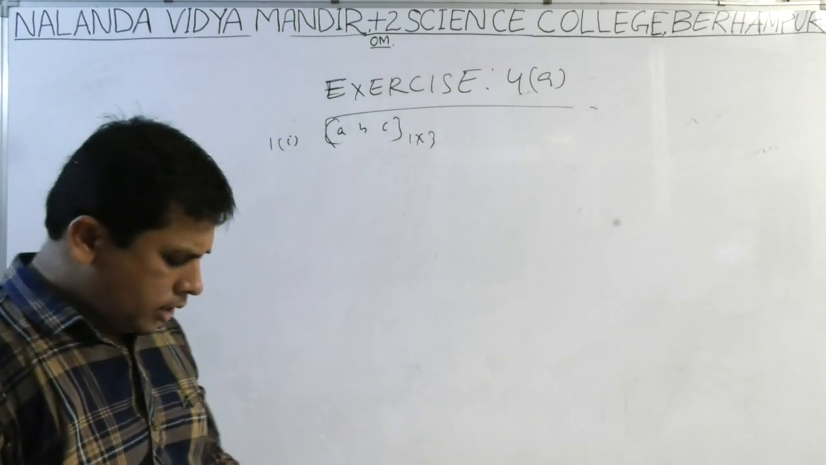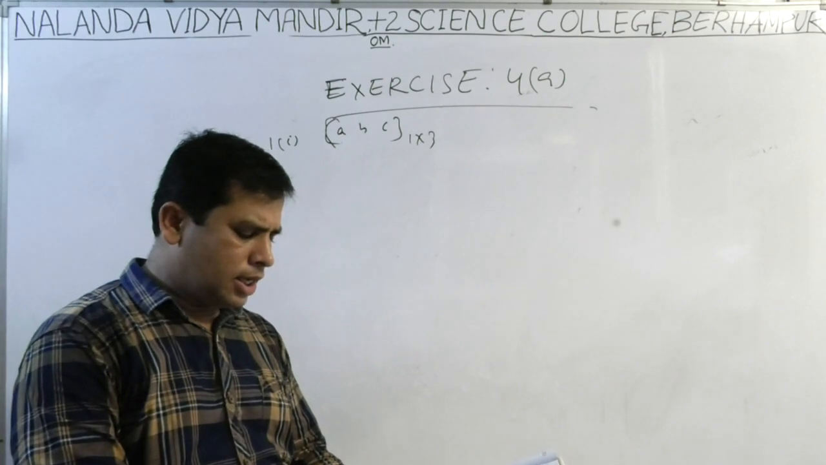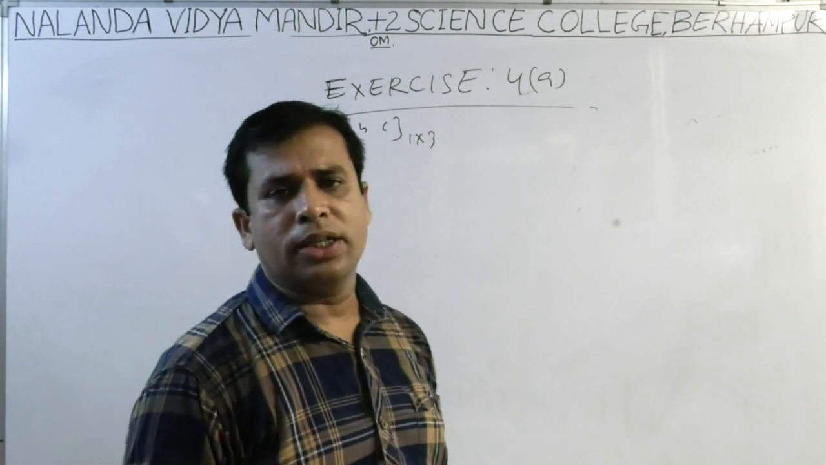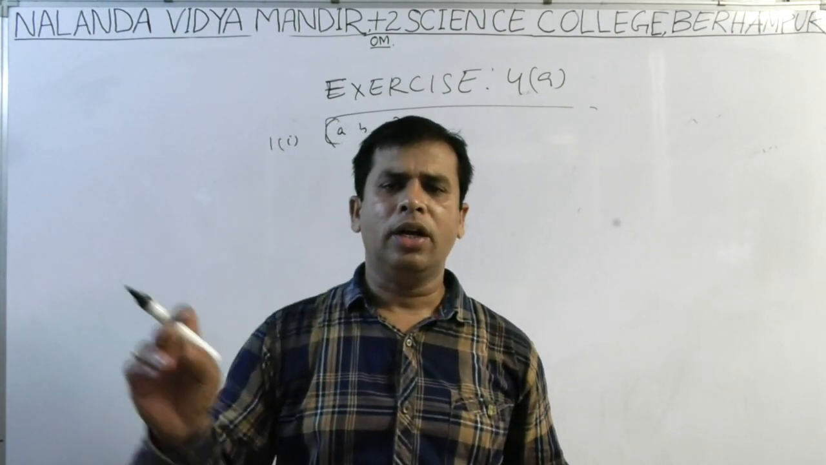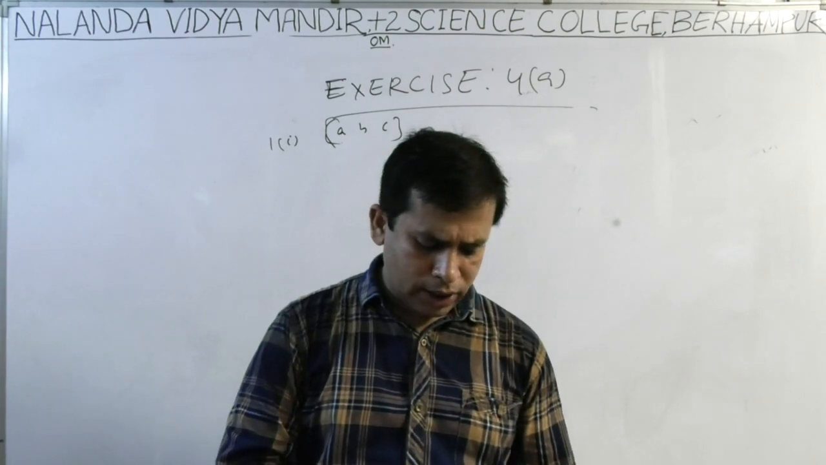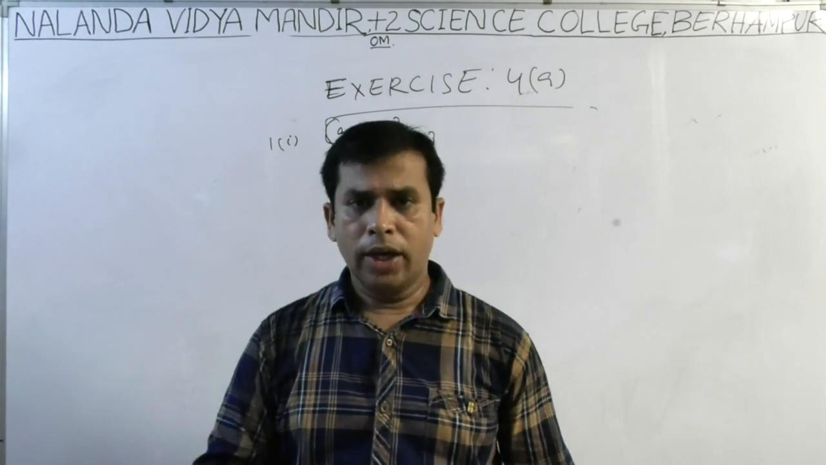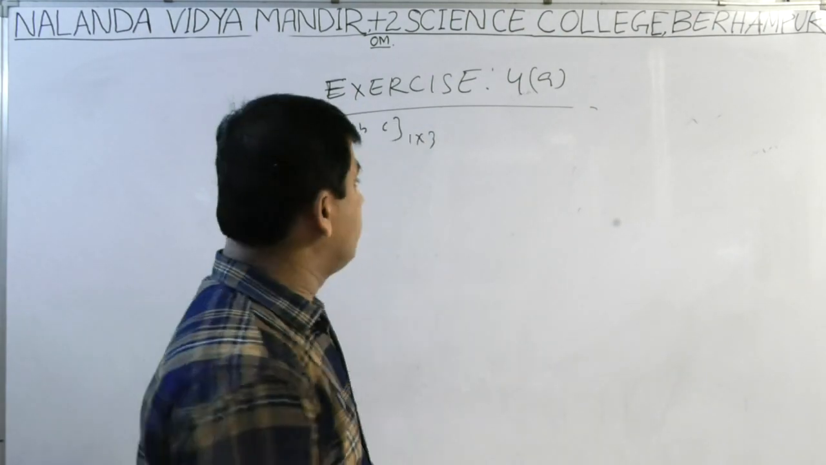Okay, and question number 2. How many entries are there in a 3 cross 3 matrix? There are 3 rows and 3 columns. Therefore, the total number of elements is 3 into 3, which is 9. In the same way, for 3 cross 4, that is 12 elements. P cross Q has PQ elements.